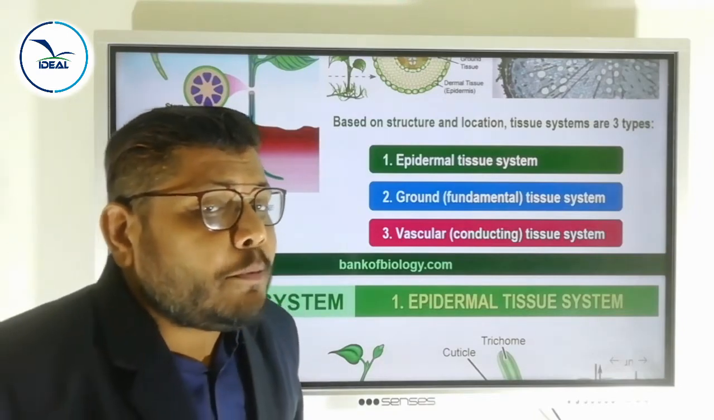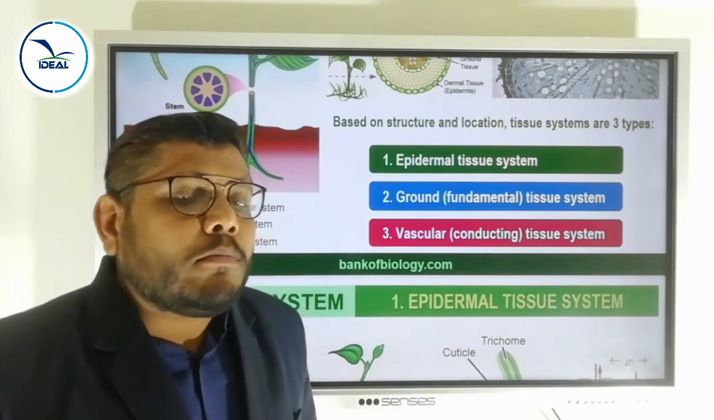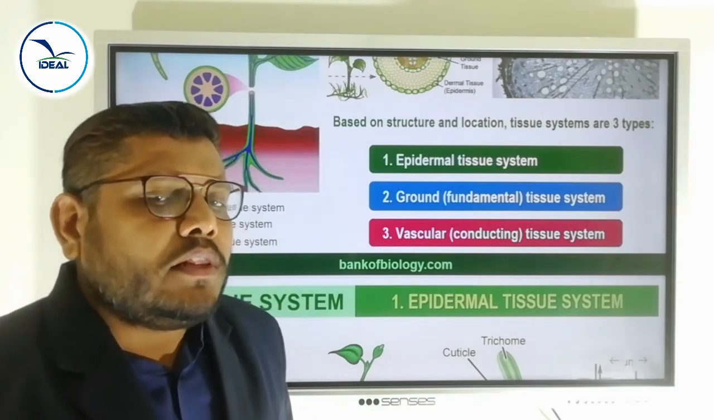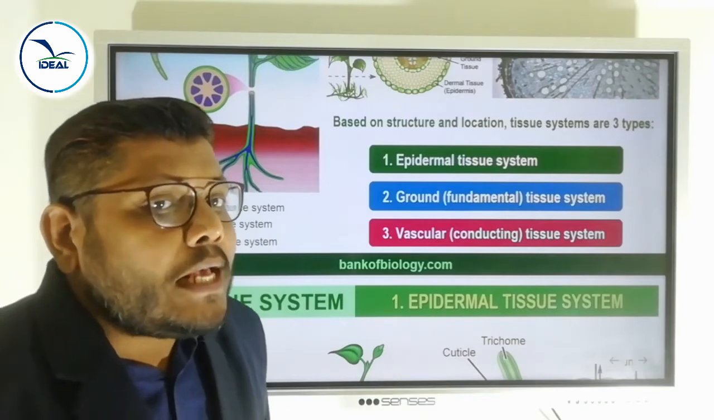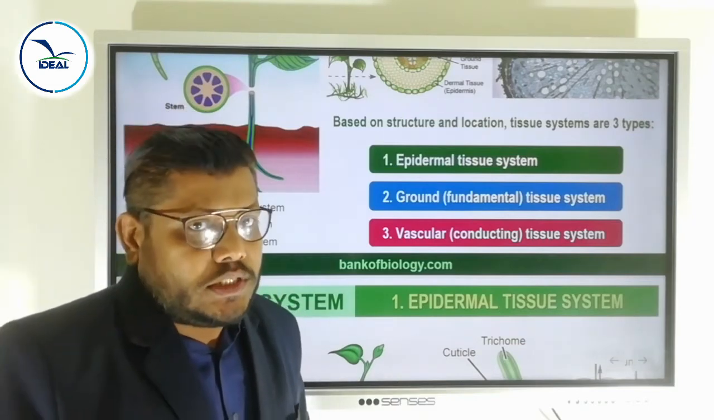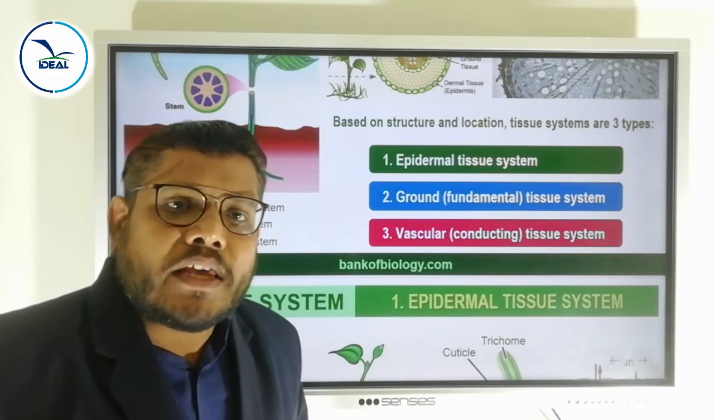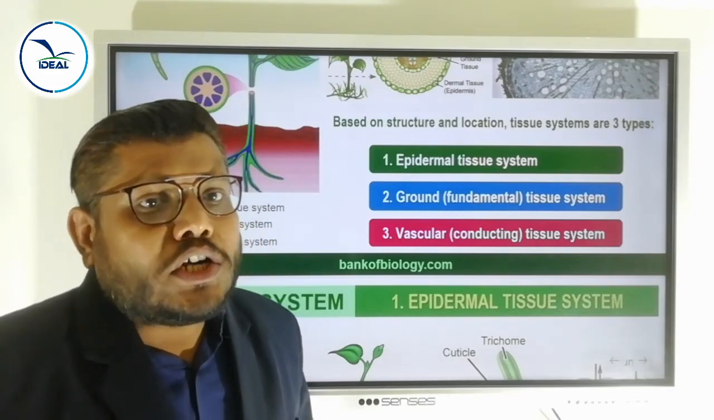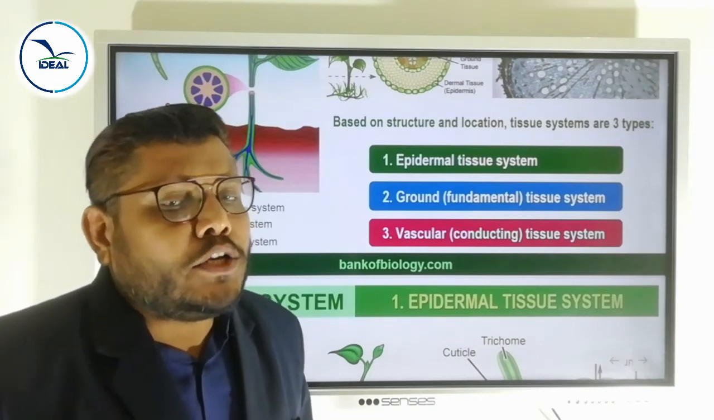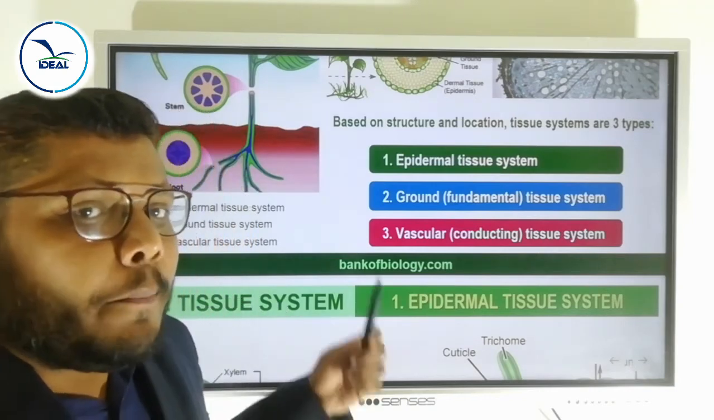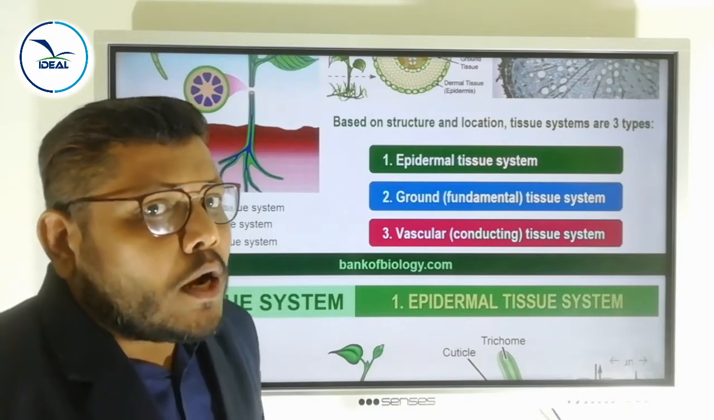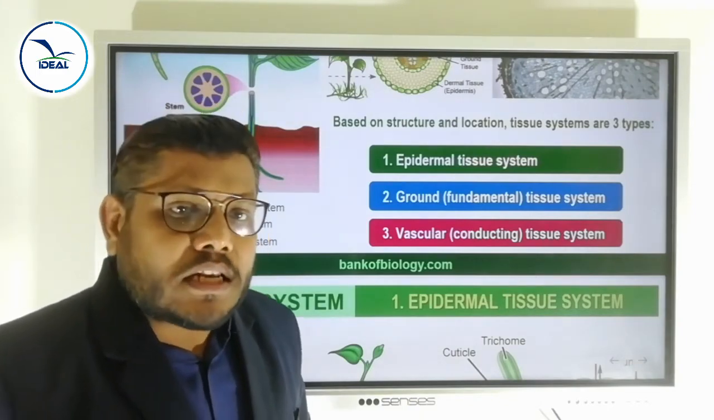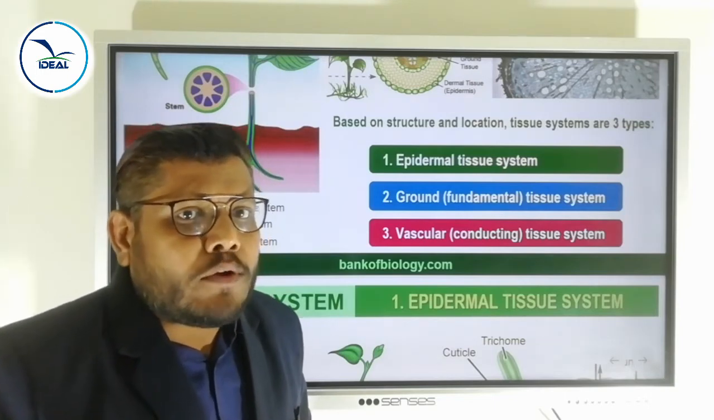So what are the types of tissue system? Epidermal tissue system, ground or fundamental tissue system, and vascular or conducting tissue system. On what basis is this classification? Based on their location and structure, tissue systems are classified into three. Is it clear? We know that tissues are formed from where?